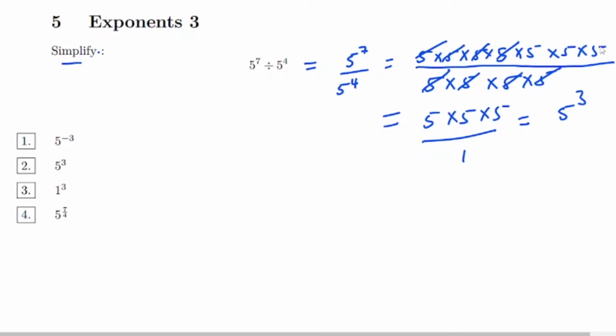Okay. So this helps you understand what we're working on, where you just multiply out the numbers and divide them, write them all out. But there's an easier way. If you're dividing two powers of the same base, what you're basically doing is you're saying 5 to the power 7 minus 4. So you're subtracting the exponents, and 7 minus 4 is 5 to the power 3, which is what we got here. So the correct answer is 5 to the power 3.